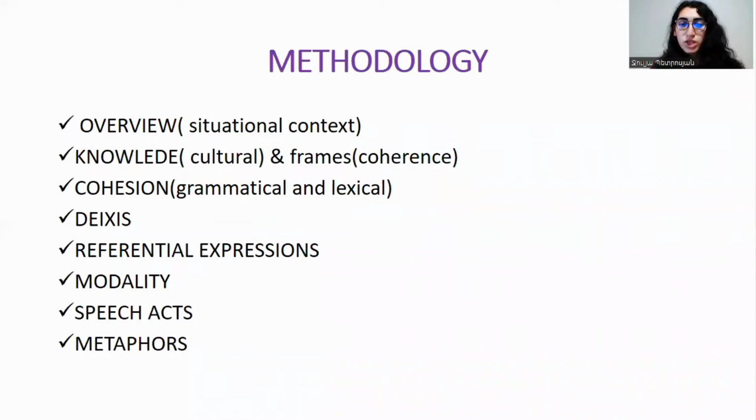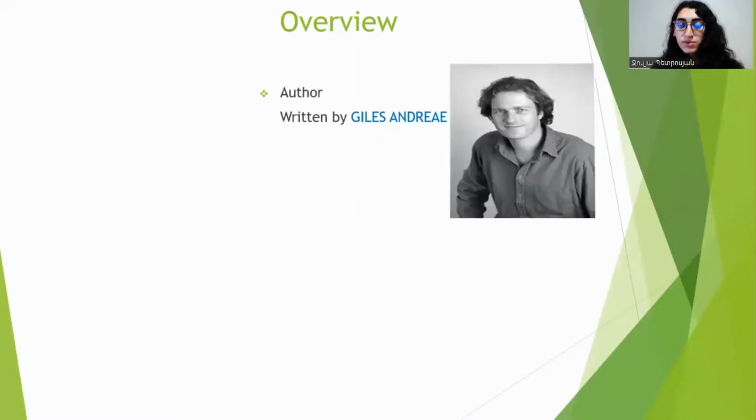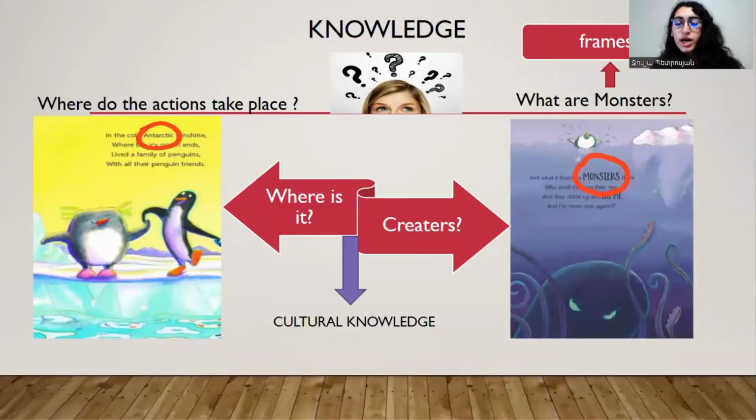Here are the main points which I have included in my discourse analysis. Now, starting with a quick overview, the story is written by Jason Rea. The actions take place in Antarctic regions, and the main participants are penguins. A little penguin who has some fears, but he wants to swim, and his parents help him overcome his fears, and finally he overcomes them and swims. So when we look at the text, some kind of knowledge is activated, creating frames and framing effects. Here it is very important to mention cultural knowledge because we have to know some cultural aspects to understand the text.